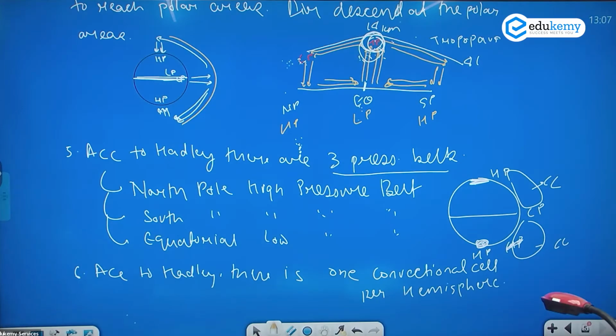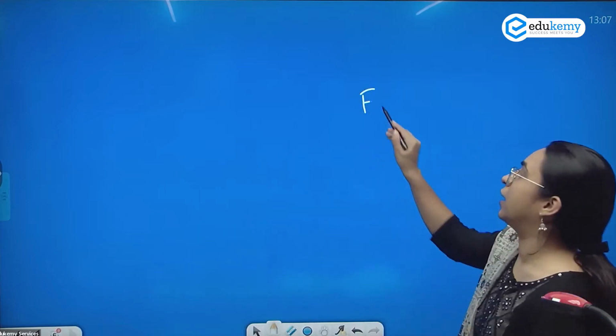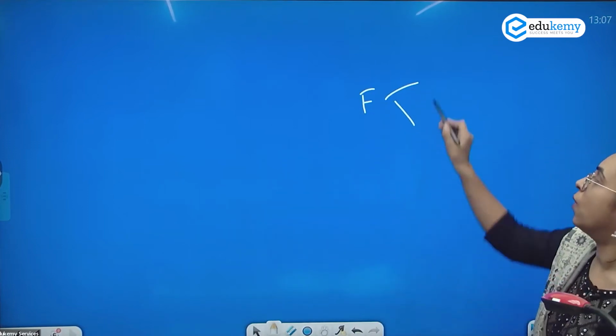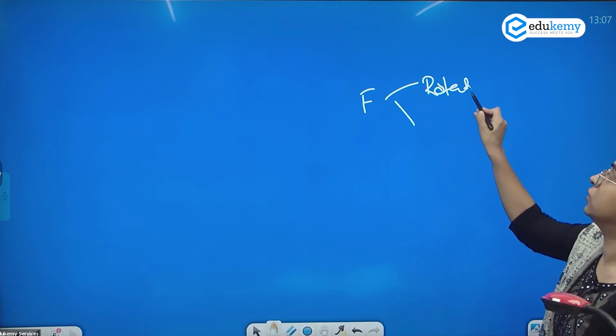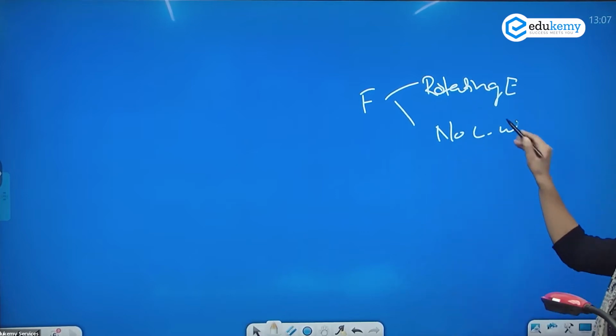Now, Ferrell tried to improve upon Hadley. What did Ferrell do? Ferrell just changed one of the assumptions of Hadley. Listen to it first, then we will write. Ferrell ने एक assumption change कर दी. क्या assumption change की? He said that the earth is rotating. And the second assumption was no land-water differential. So as per Ferrell, again there are two assumptions. One is there is a rotating earth. The other is there is no land-water differential.